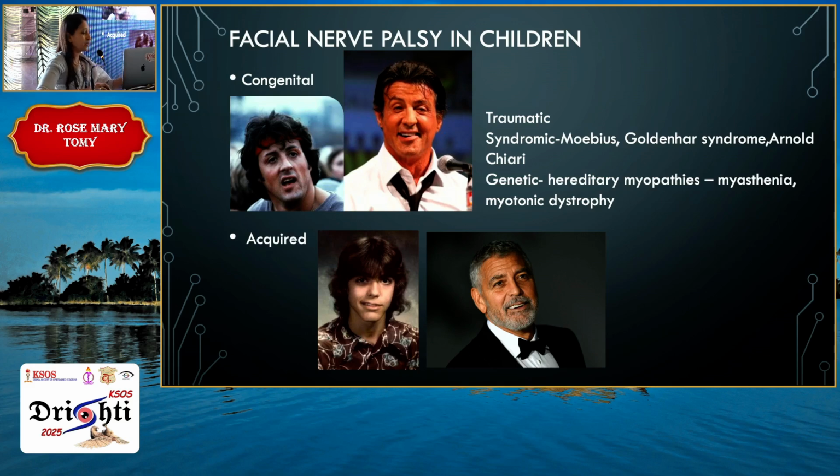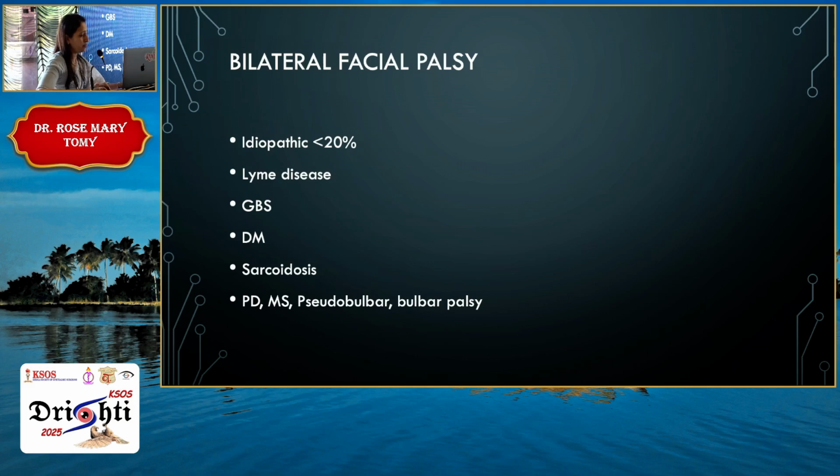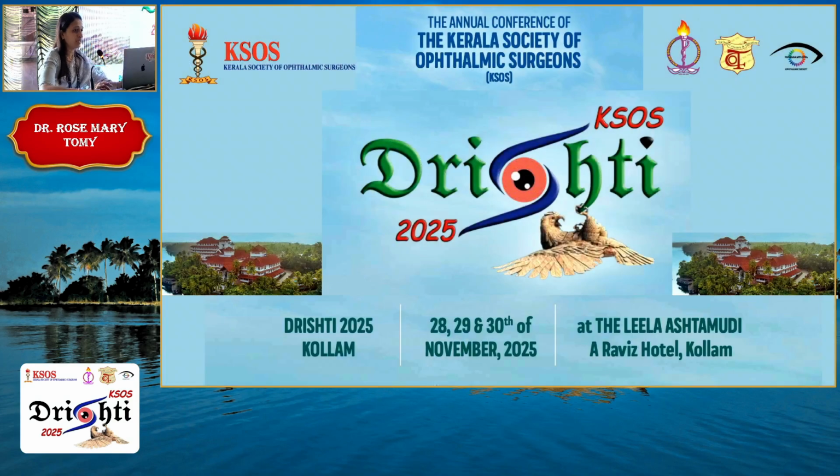George Clooney, everyone speaks about his cute smile, but that was due to a facial palsy he acquired at the age of 15. And the last slide: bilateral facial palsy is almost never idiopathic. You always have to look for a systemic cause. Lyme disease, Guillain-Barré, diabetes, sarcoidosis all have to be ruled out. So I hope if it is Bell's palsy, you are safe, the patient is safe, but rule out all other causes. Thank you.